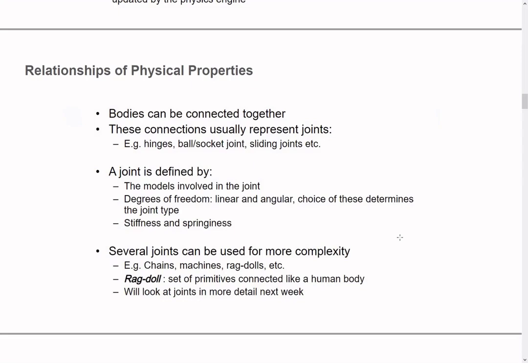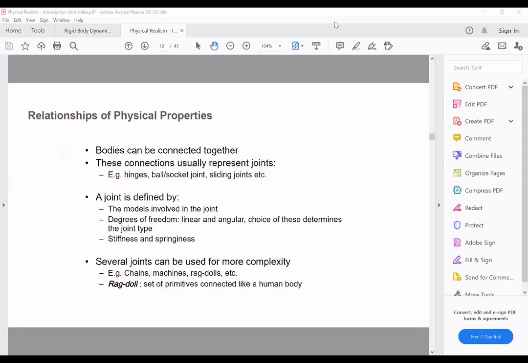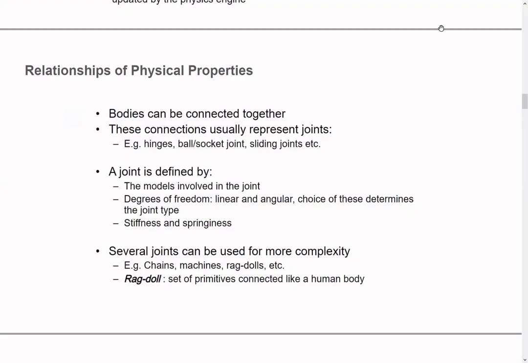Several joints can be used for more complexity. For example, you can use machines, chains, and there's something called a ragdoll, which is a set of primitives connected like a human body.